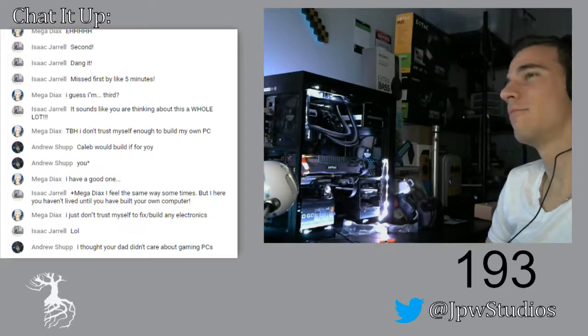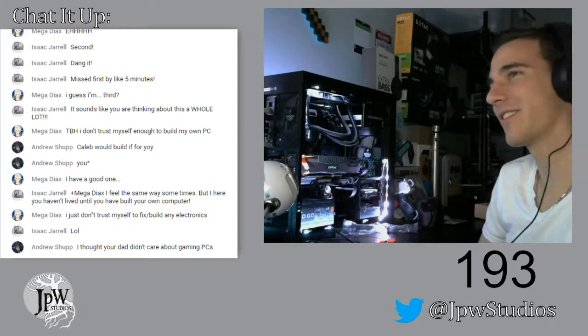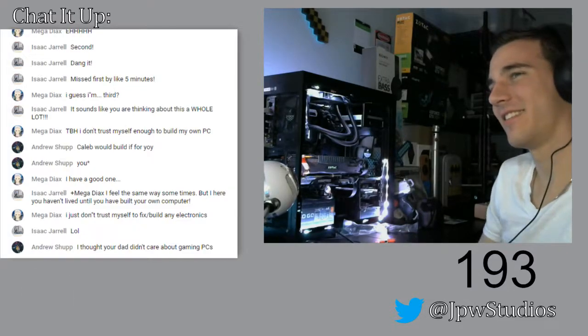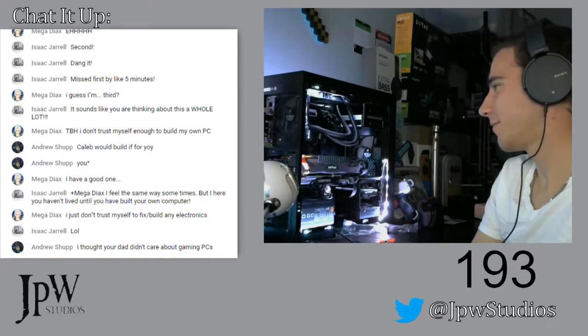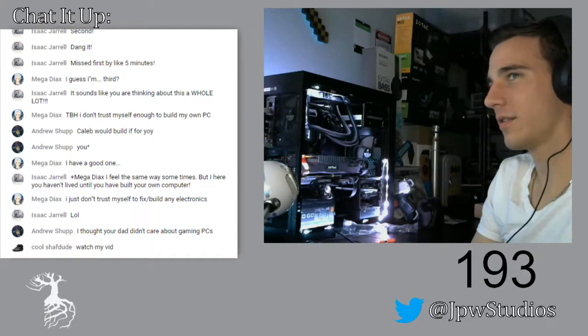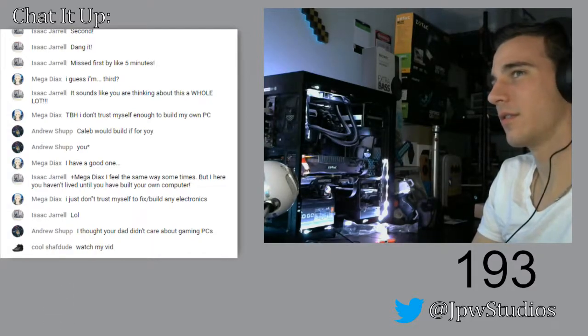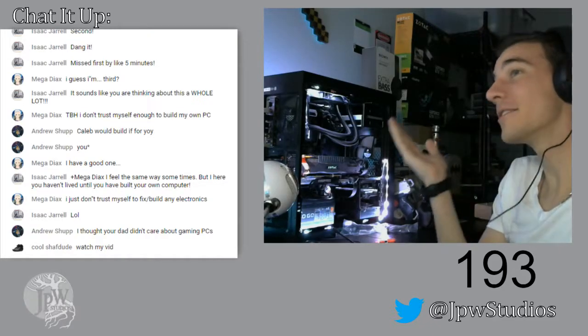If I were to do any form of thermal throttling tests, it would crash within 2 minutes. But just the fact that I can get it up to 4.5 and it still runs good.